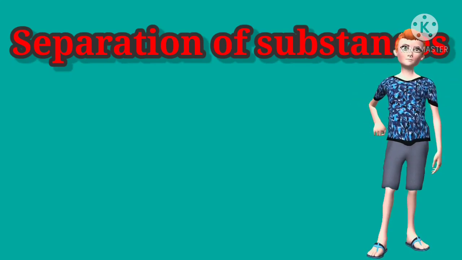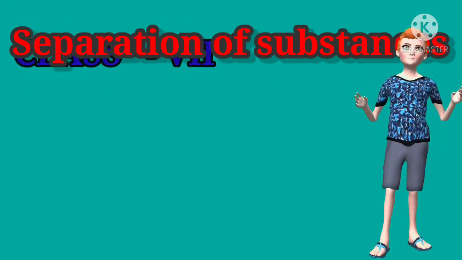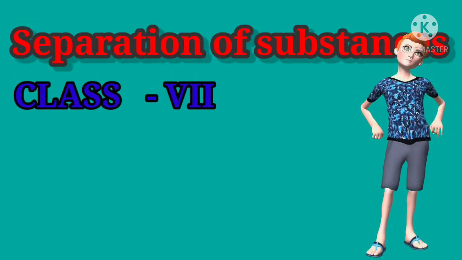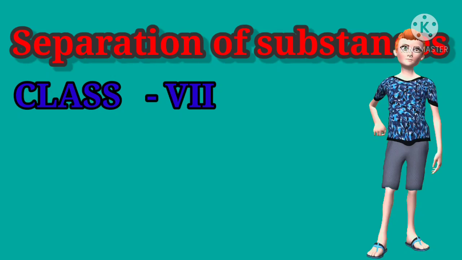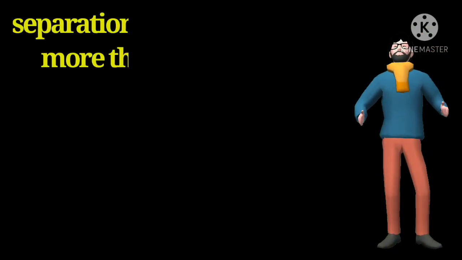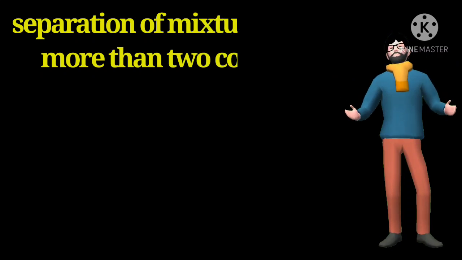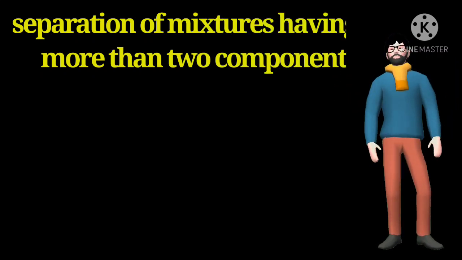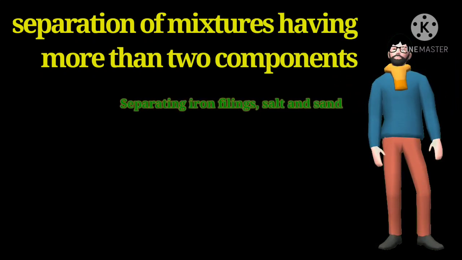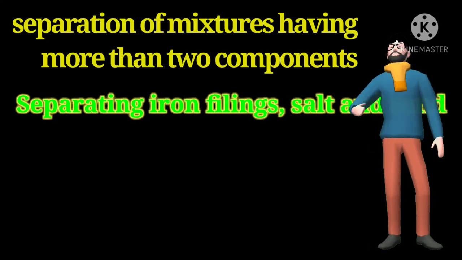In the previous lecture we discussed condensation, evaporation, and sublimation. Today in class we will discuss what to do if there are more than two substances: separation of a mixture having more than two components.